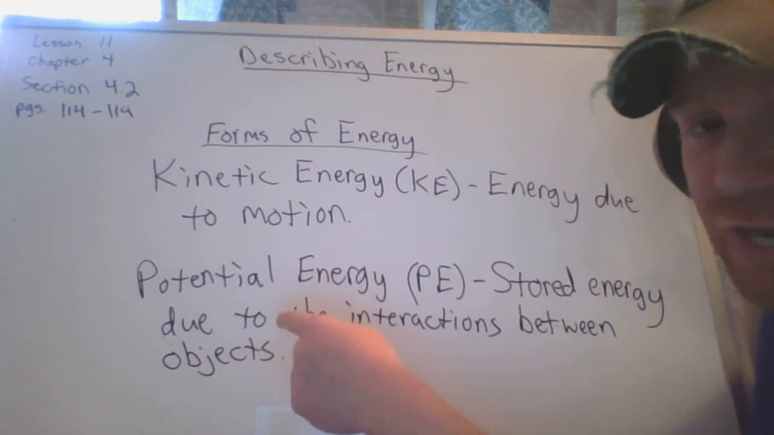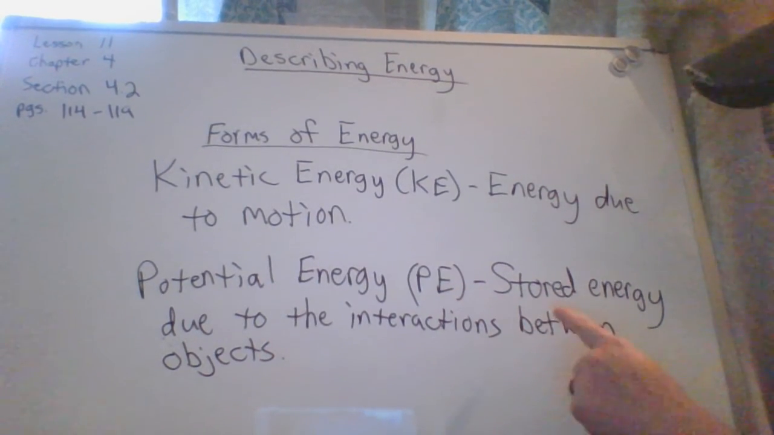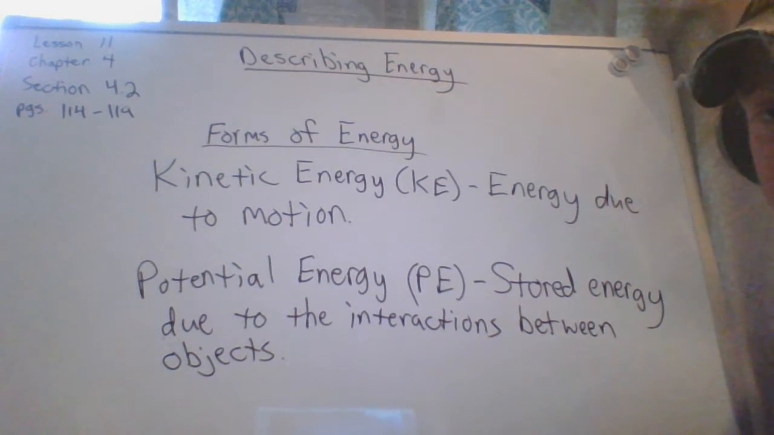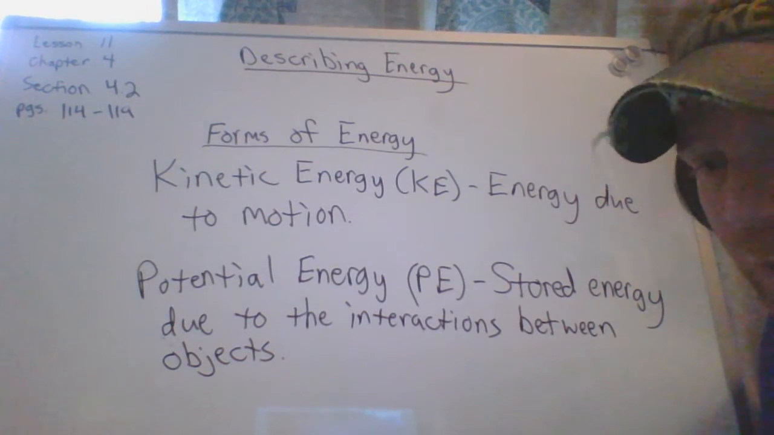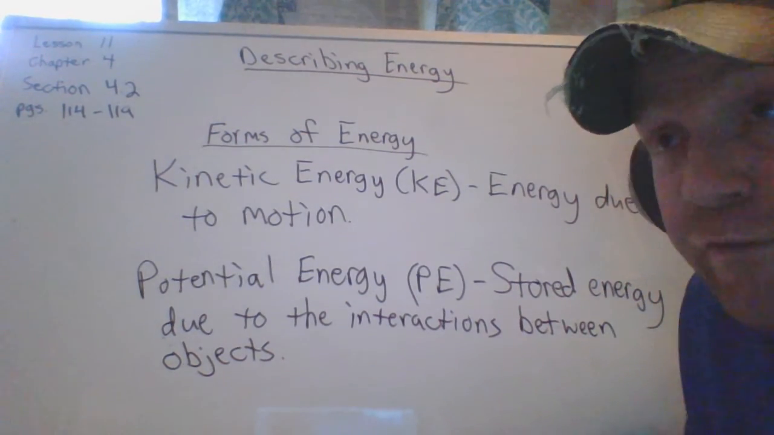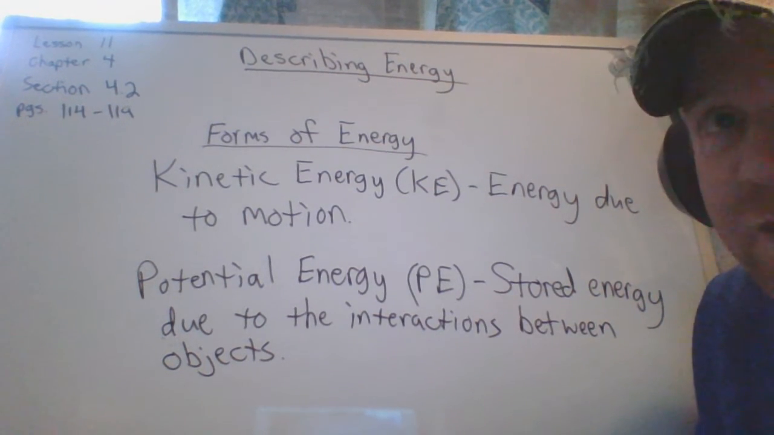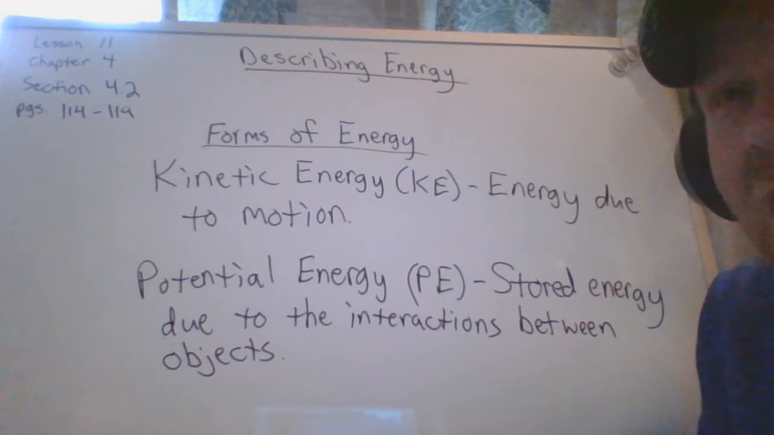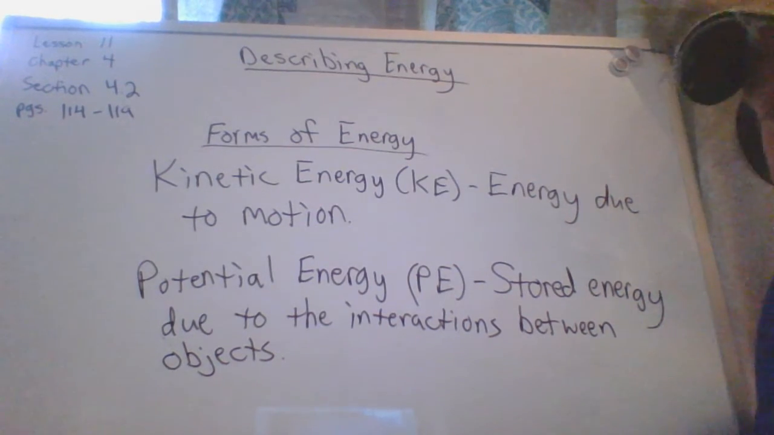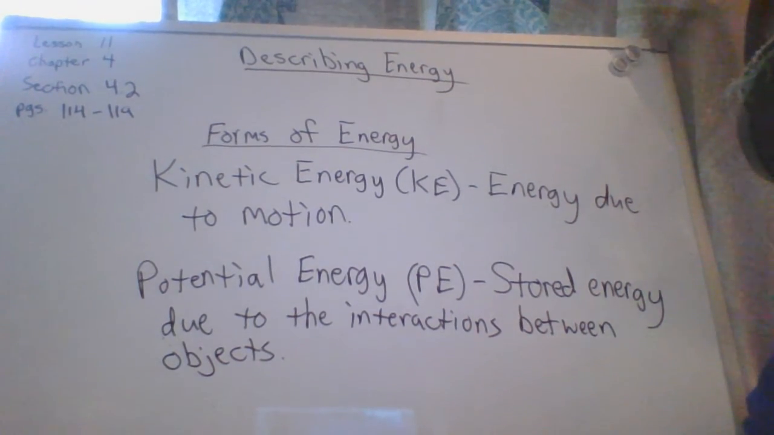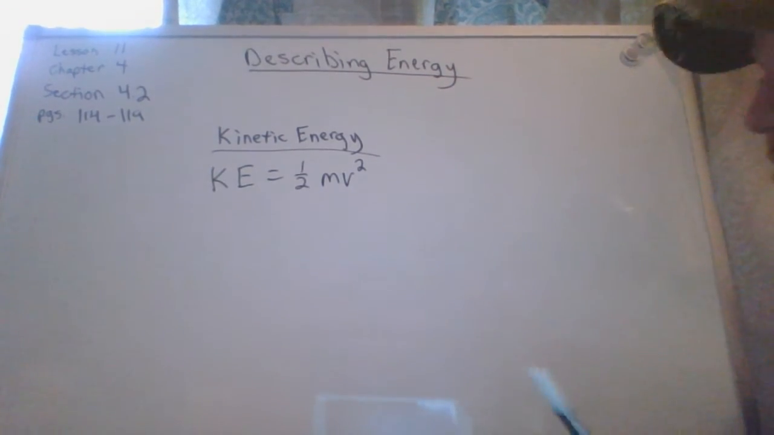There's another type of energy, however, called potential energy, which we abbreviate as PE. It is defined as stored energy due to the interactions between objects. Think about food that you might eat; it has potential energy. I'll talk more about that after. Think about something that's high off the ground that might soon be in motion; it has potential energy, and we'll calculate that as well.